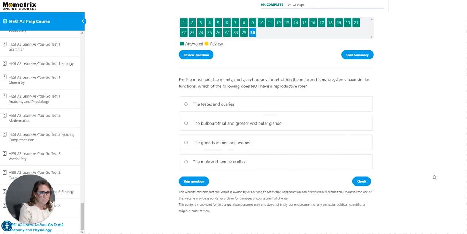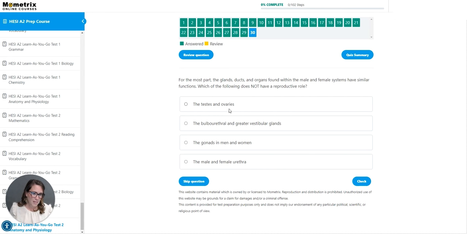Last but not least, number 30. For the most part, the glands, ducts, and organs found within the male and female systems have similar functions. Which of the following does not have a reproductive role? So we have the testes and the ovaries, the bulbourethral and greater vestibular glands, the gonads in men and women, and then the male and female urethra.